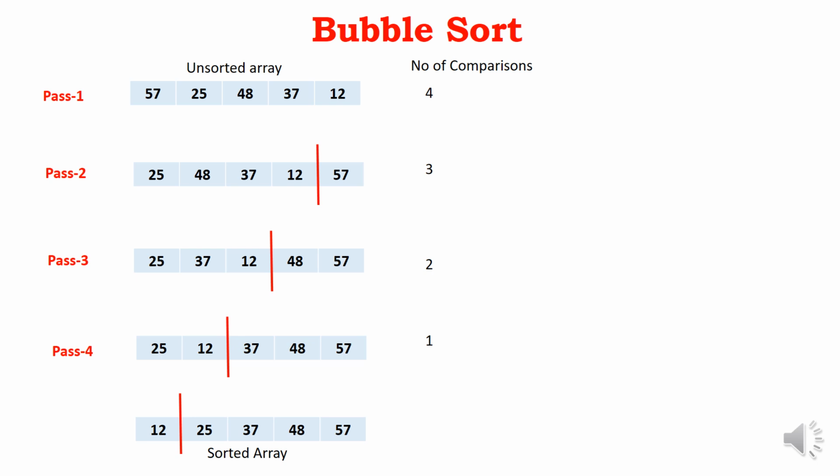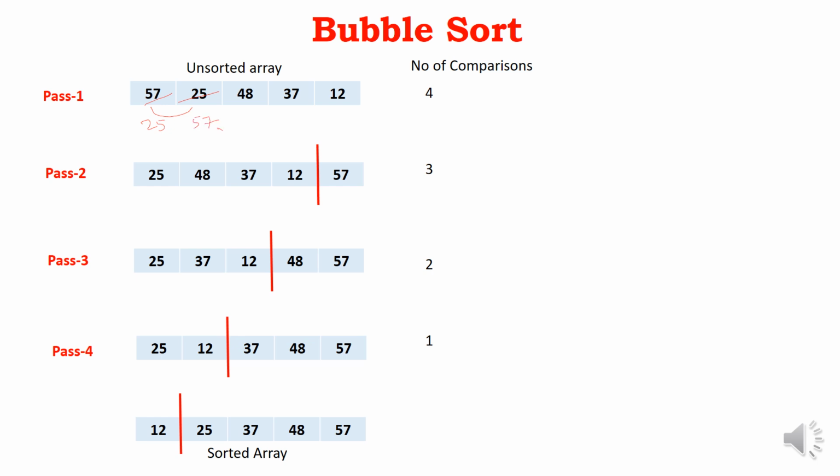Compare the successive elements, that is, the first element is compared with the second element, the second element with the third, the third with the fourth, and the fourth with the fifth. If they are not in proper order, they will get interchanged. See here, the first element is compared with the second element. Are they in ascending order? No. So, interchange them. 25, 57.